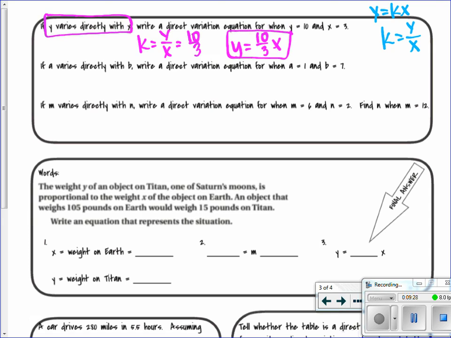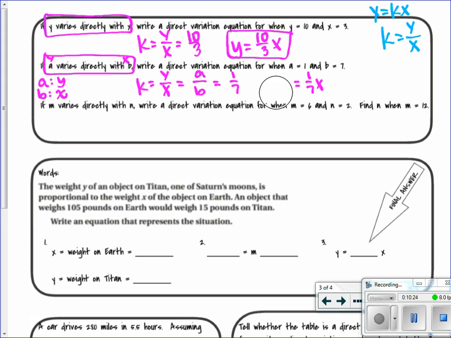Then for the next one, it's the same phrase. If a varies directly with b, it's the same as before though. It's always that y varies directly with x. So for our problem, anytime we see a, that is really all of our y values. And anytime we see b, that's really all of our x values. So it's just switching out the letters. So for k, it's usually supposed to be y over x, but in this case, it would be a over b, which means, what would the fraction be? 1 over 7. So for our equation, oops, not y and not x, it would be a equals 1/7 b.